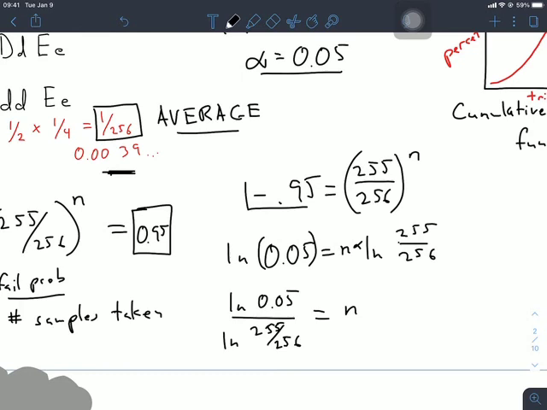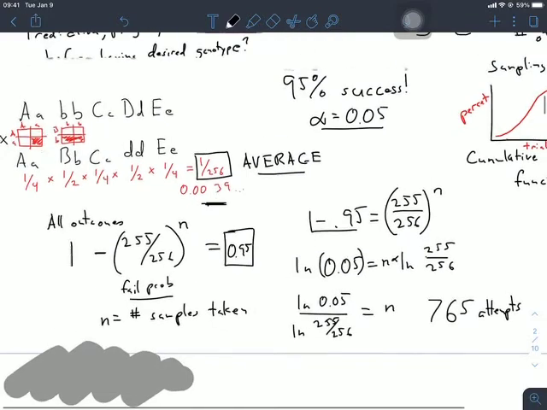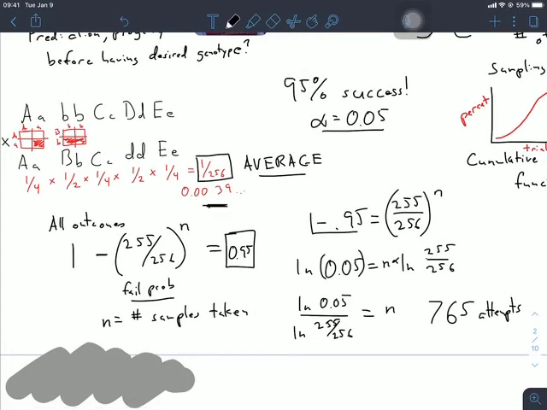Again, go ahead and plug that into your calculator, and you will see that the number of trials that you need to have is approximately 765 attempts. Now, this is very different than your 256 attempts that you need to expect on average.